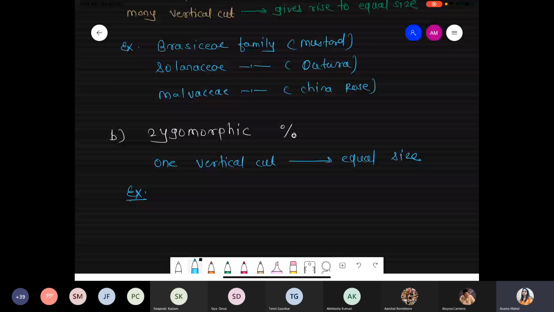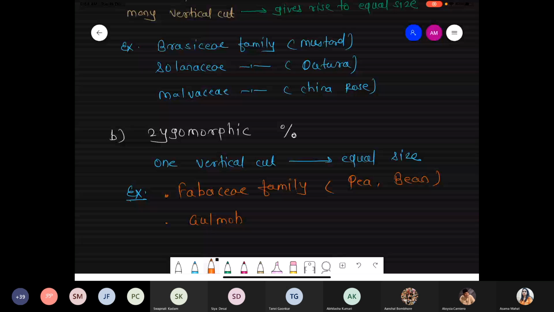Only one vertical cut. Such type of this condition is very much common in case of the Fabaceae family. And in case of the Fabaceae family, two famous examples, pea plant and the beans. ये बार बार आएगा, pea and the beans. We study repeatedly because बहुत time ही repeat हो रहा है. As well as another example, it is also present in Gulmohar, and as well as it is present in Cassia. So actinomorphic, and the second one we are talking about, that is zygomorphic.